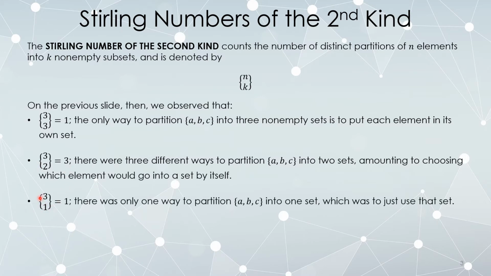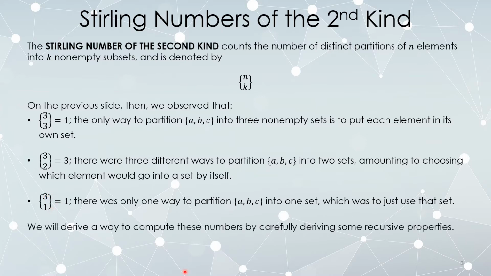And how many ways can I partition a 3-element set into a single set? There's only one way to do it. You just use that set as the only piece of the partition. So the Stirling number of the second kind, 3 over 1, is just 1. There's a single way to partition 3 elements into one set. We're going to derive a way to compute these numbers through some recursive properties that we have to carefully construct.